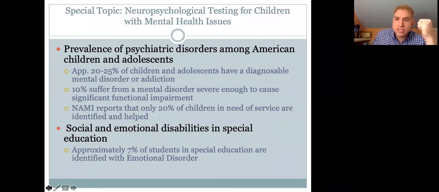In special education, as many of us know, emotional disorder is a disability category protected by IDEA. About 7% of students in special education are identified with emotional disorder. Oops, sorry, I moved on too quickly.